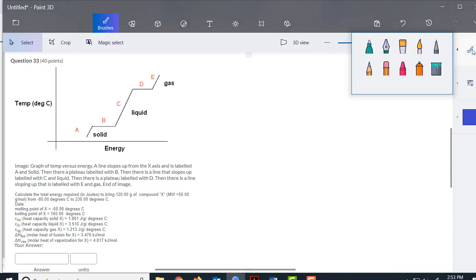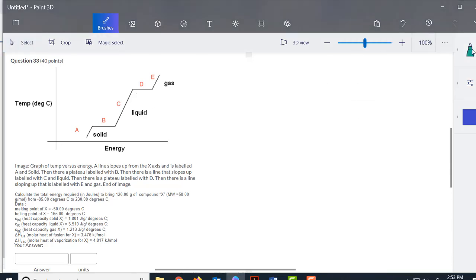So for a problem like this, it's a heating curve problem. What you'll do first, I think, is go onto the side here and put in the relevant temperatures. Now you've got in the question here that we're starting at -85.00 and going up to 230.00. So that's going to be our starting point down here, -85.00, and up the top here is going to be 230.00. So I think that's good to put in first.